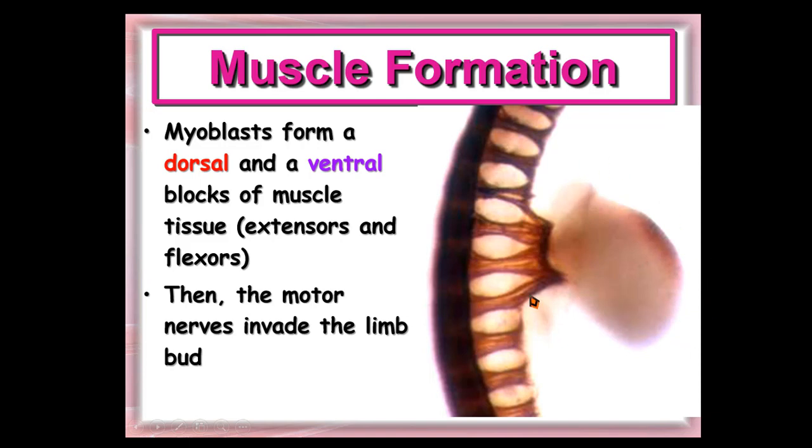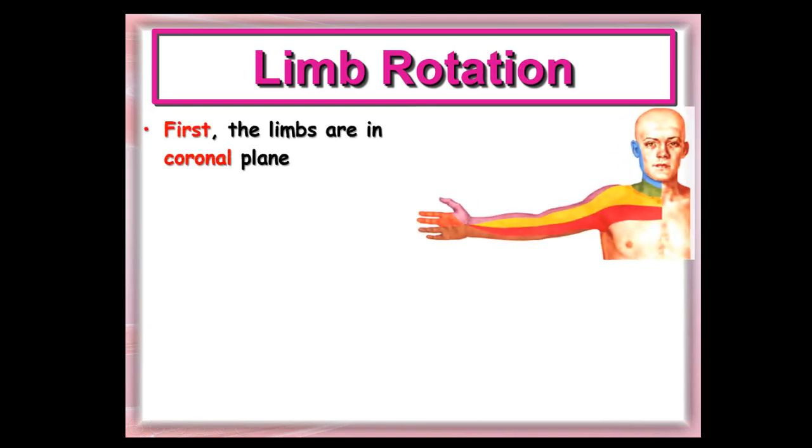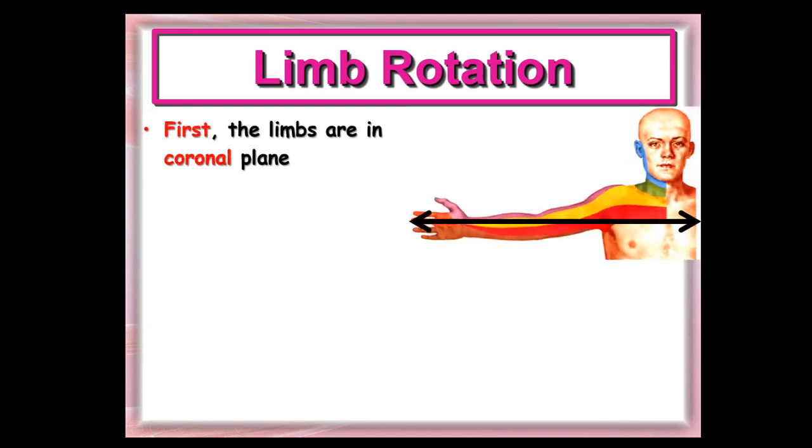So you can see now how the motor fibers or motor nerves come out of the spinal cord and invade the limb buds to supply these muscles. Next, we have what is called limb rotation, and I need you to understand this because it is sometimes confusing.